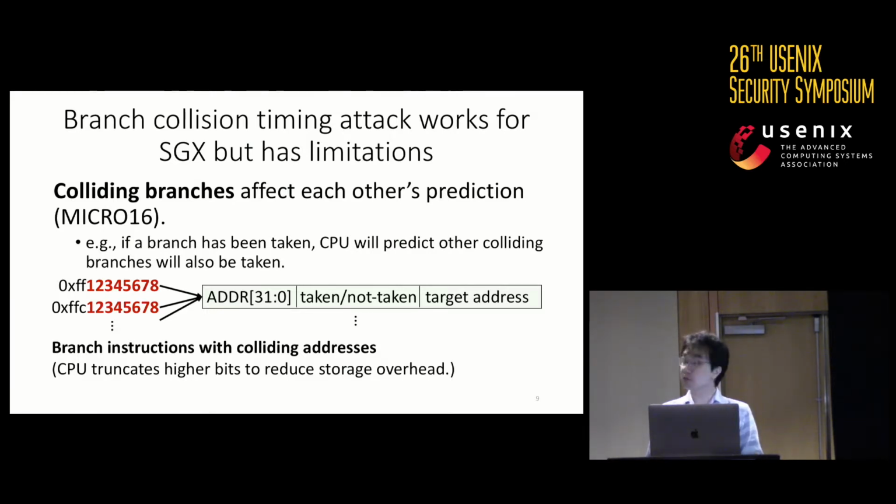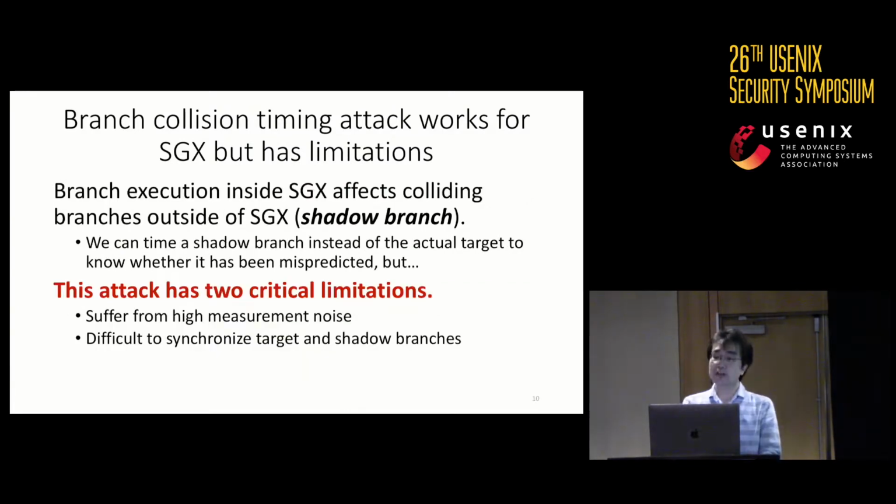So if any of these two branch instructions has been taken, the CPU will predict other colliding branches will also be taken when it attempts to execute that branch instruction. So we tested whether SGX also suffers from the same problem and eventually confirmed that branch execution inside SGX also affects colliding branches outside of SGX, which we named a shadow branch. That is, instead of the actual target branch instruction inside of SGX, we can time a shadow branch to know whether the target branch has been taken or not taken.